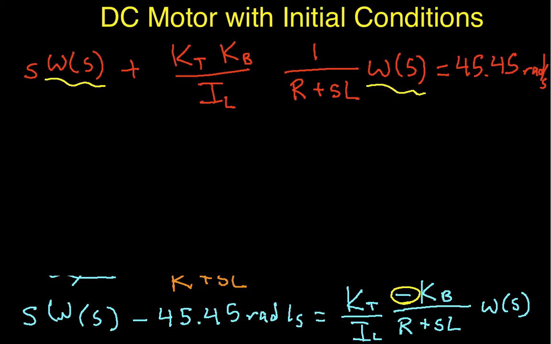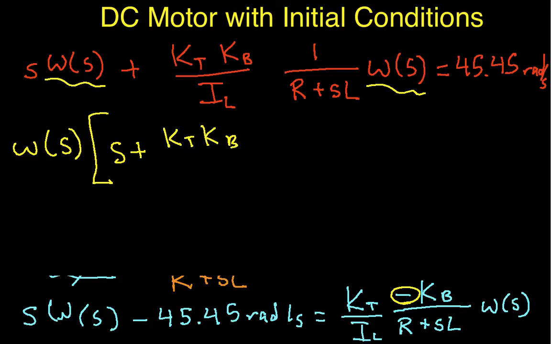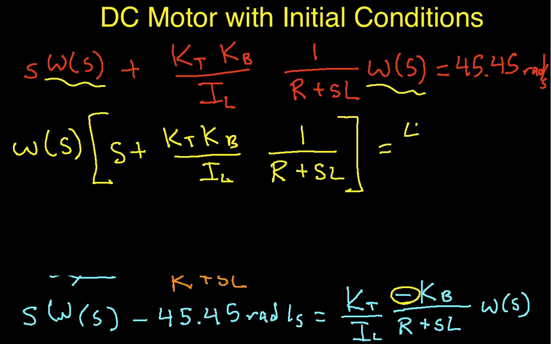Okay, so now I can factor this omega of s and this omega of s out of the equation to get omega of s times s plus kt kb over Il times 1 over r plus sl is equal to 45.45 radians per second.